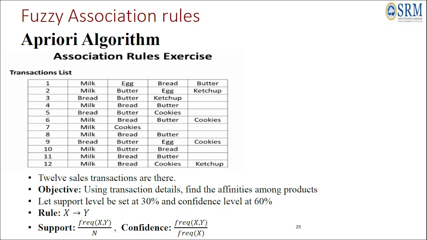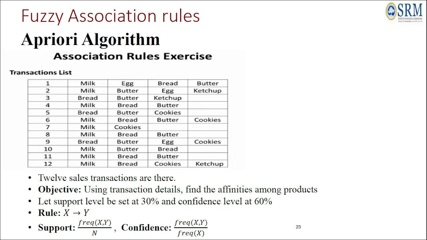which are being sold. For example, in the first transaction, items such as milk, egg, bread, and butter are being sold. Similarly, in the second transaction, we can see milk, butter, egg, ketchup. Again, in the third, bread, butter, and ketchup. And it goes on till the 12th transaction. Now, in this example, we will find the affinity among the different products.